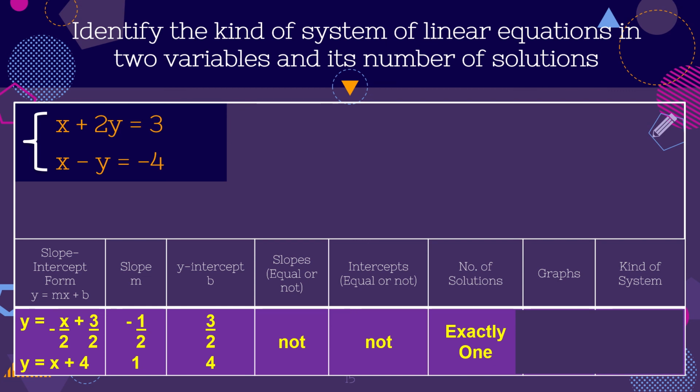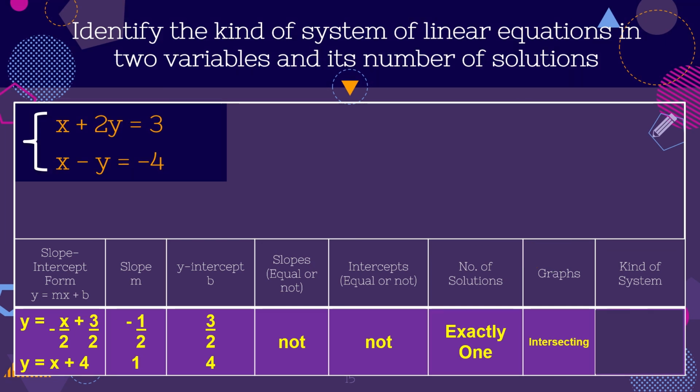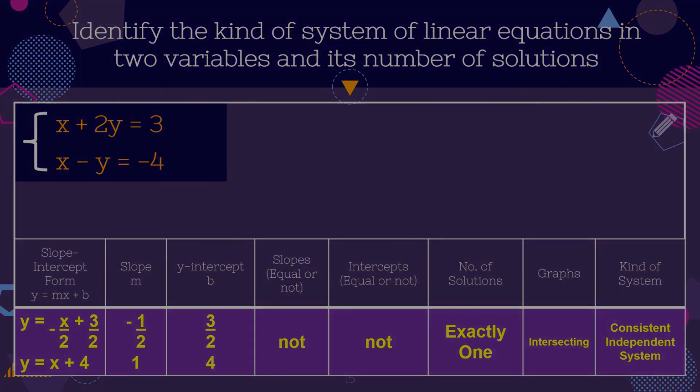And once we have exactly one solution, what kind of graph do we have? Is it intersecting, coinciding, or parallel? Correct. It is intersecting. So once we have intersecting graph, what kind of system do we have? Correct. It is consistent and independent system. Is that clear, class? Yes! Very good. You just need to focus on our summary or on our table to answer this kind of question.